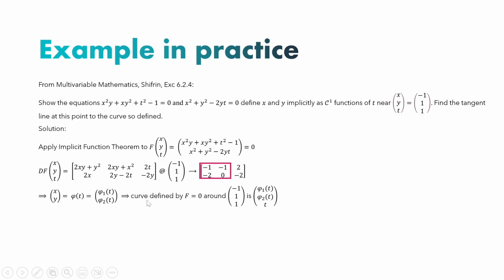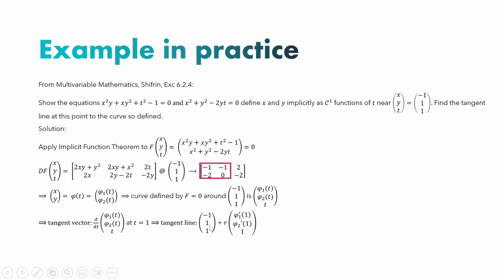And so this implies that the curve defined by setting this function F equal to 0 around this point is given here. So here's the x component, the y component, and the t component. But of course, now since we know that x and y are given in terms of t, we now have a curve that is completely parametrized by t. This is good because we know how to find the tangent of a parametrized curve. So the tangent vector is going to be the derivative of this curve differentiated with respect to the parameter, which is t. And then we're going to plug in t equals 1 because that's the t coordinate of the point that we're concerned with. That gives us our tangent vector.